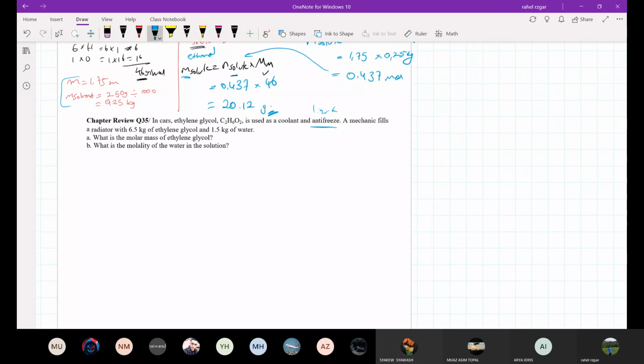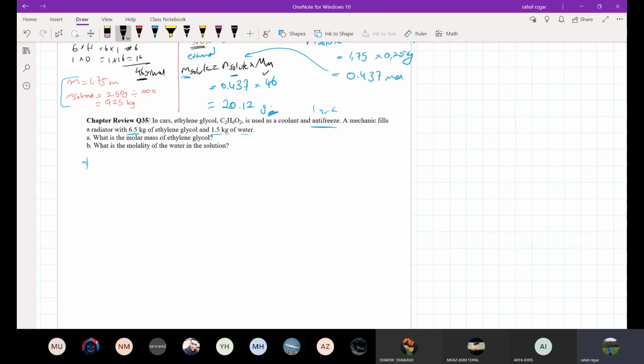A mechanic fills a radiator with 6.5 kilograms of ethylene glycol and 1.5 kilograms of water. A, let's get over with A. A says, what is the molar mass of ethylene glycol?